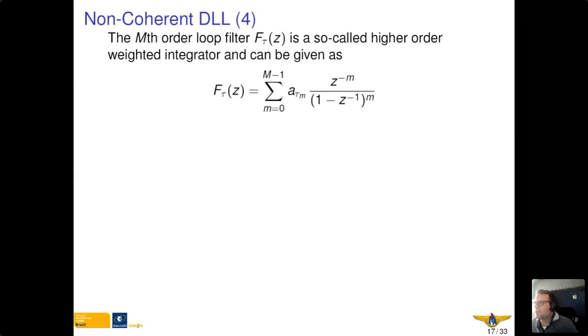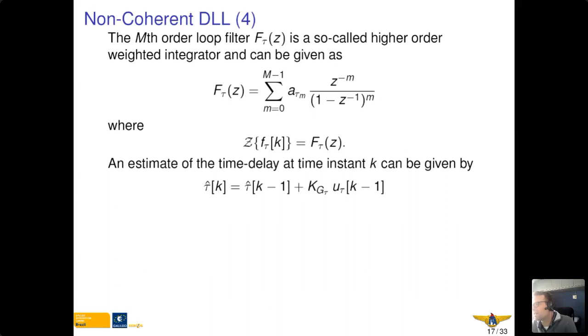Yeah, let's have a closer look into the loop filter. I will not go into much detail, but in principle, this is a weighted integrator, and this can have higher order, so the mth order. In our case, the filter is a so-called higher order weighted integrator and can be given by this formulation in the Z domain. We have here the coefficients of the filter A tau m that we can use for the design of the filter, and this is the Z transform of the filter response.